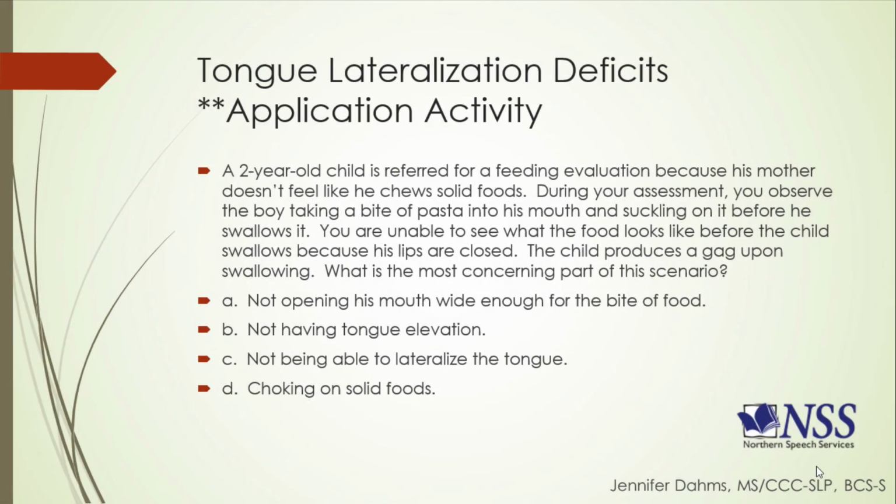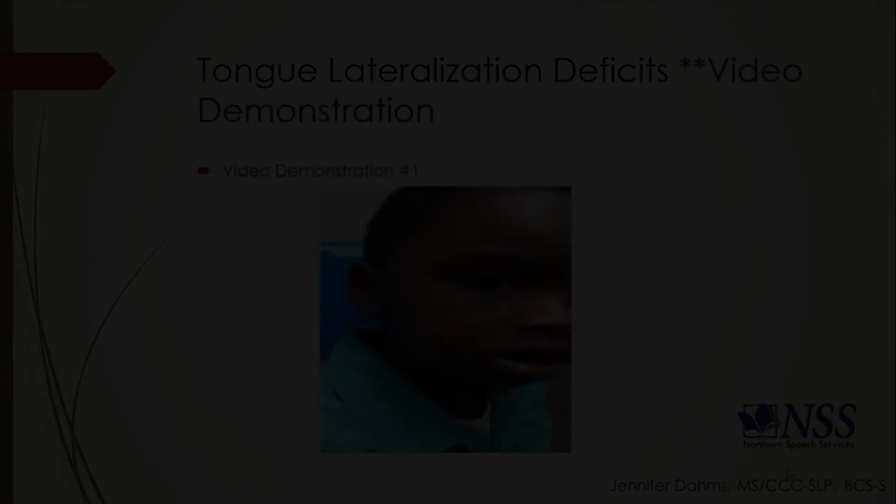All right, let's do an application activity on tongue lateralization. So we have a two-year-old coming in for a feeding evaluation because his mother doesn't feel like he chews solid foods well. During your assessment, you observe the boy taking a bite of pasta into his mouth and suckling on it before he swallows it. You are unable to see what the food looks like before the child swallows it because his lips are closed. The child produces a gag upon swallowing. So, based on this scenario, what is the most concerning part? And I'll give you about 30 seconds to look over the choices, and then we'll talk about the answer.